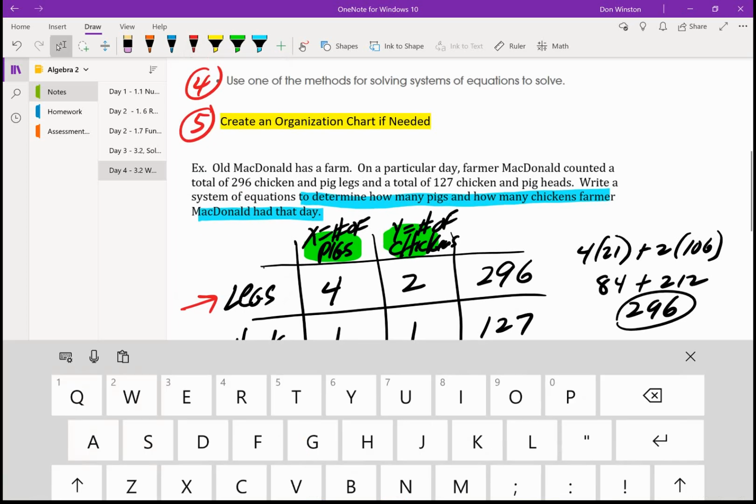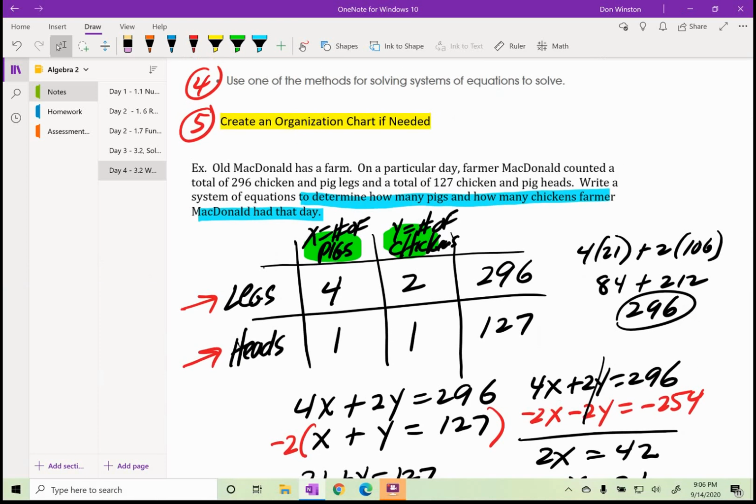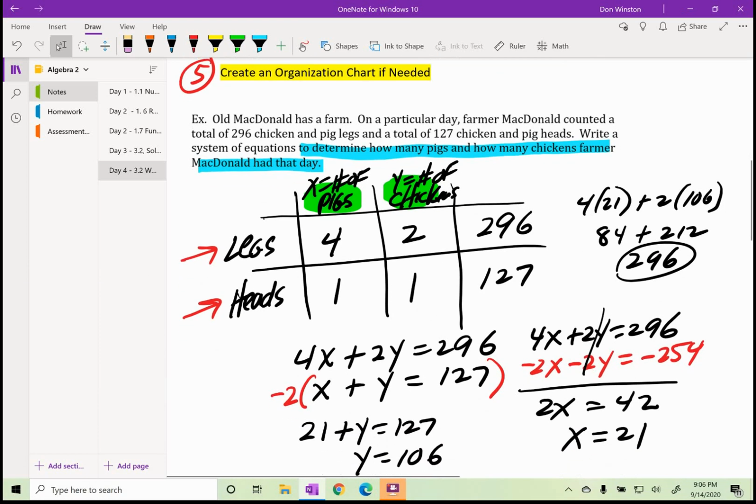All right. So now that helps me write my two equations here. The first equation is 4x, 4 times the number of pigs, plus 2y, 2 times the number of chickens, will give me a total of 296 legs. Each pig has 4 legs and each chicken has 2. And then the other equation is heads: x plus y equals 127. So there are my 2 equations from my table. See it right there? That's my table: 1x, 1y, 4x, and 2y.